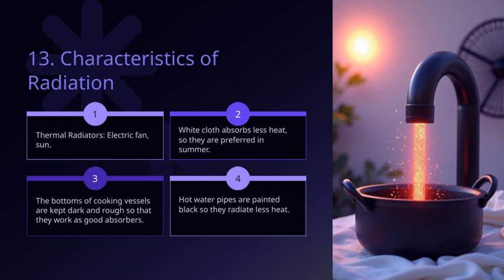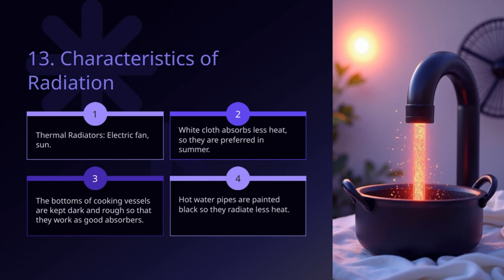You see, hot water pipes are painted black because black surfaces radiate heat more effectively, meaning they lose heat faster and help in controlling the temperature. Conversely, white cloth absorbs less heat, which makes it more comfortable to wear during summer months because it reflects more heat away from our bodies. When it comes to cooking, the bottoms of vessels are often kept dark and rough. This is because such surfaces are excellent absorbers of heat, ensuring more efficient cooking.